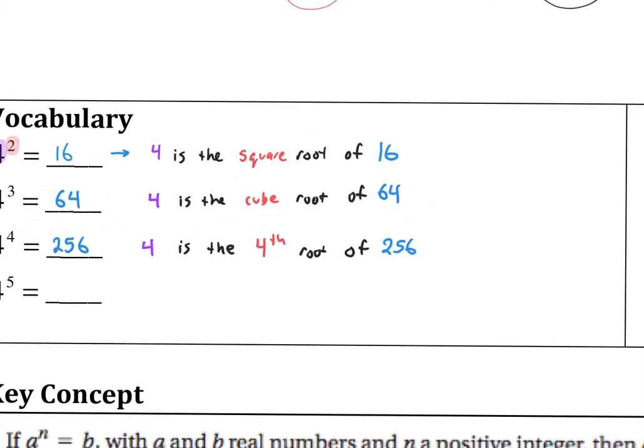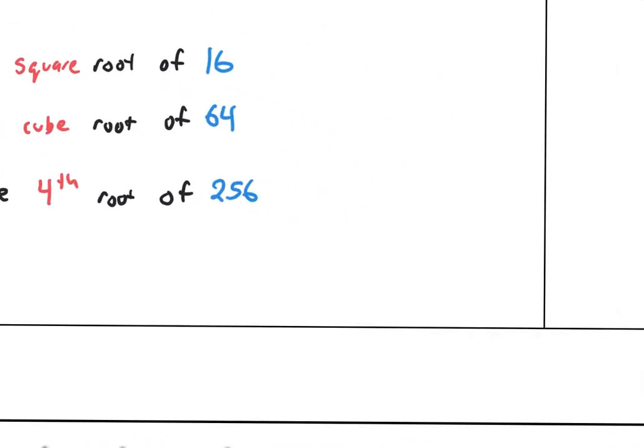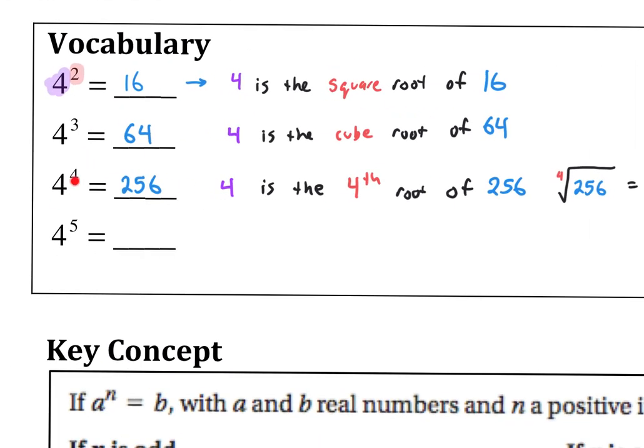Another way of writing it, and I'll write it out on the side right here, it looks like this. 256 is on the inside. The 4 is the index, and all of that equals 4. 4 is the 4th root of 256. Why is it the 4th root? Because 4 to the 4th power is 256. And so forth, so on and so forth.